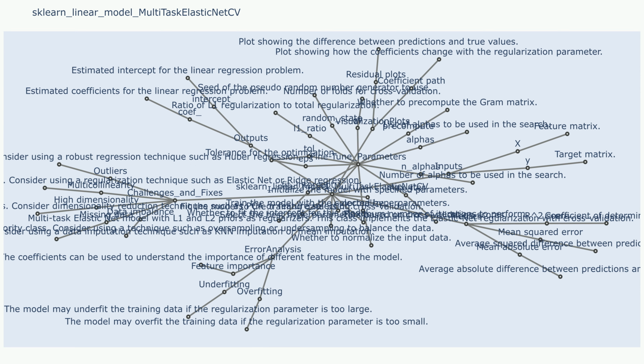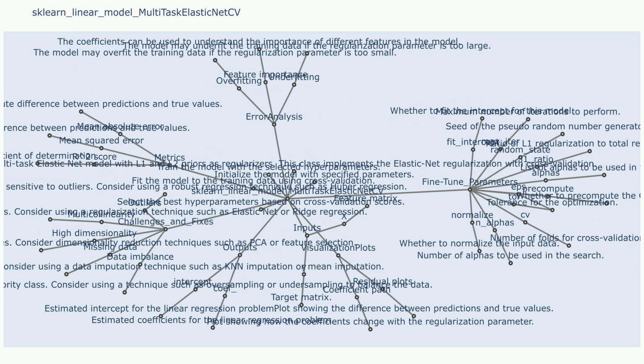Challenges and fixes. Challenge 1: multicollinearity. Sample use case that resulted in Challenge 1: when the features are highly correlated, the model may be unstable and the coefficients may be difficult to interpret. Fixes to Challenge 1: remove highly correlated features. Use regularization methods, such as ridge regression or elastic net.